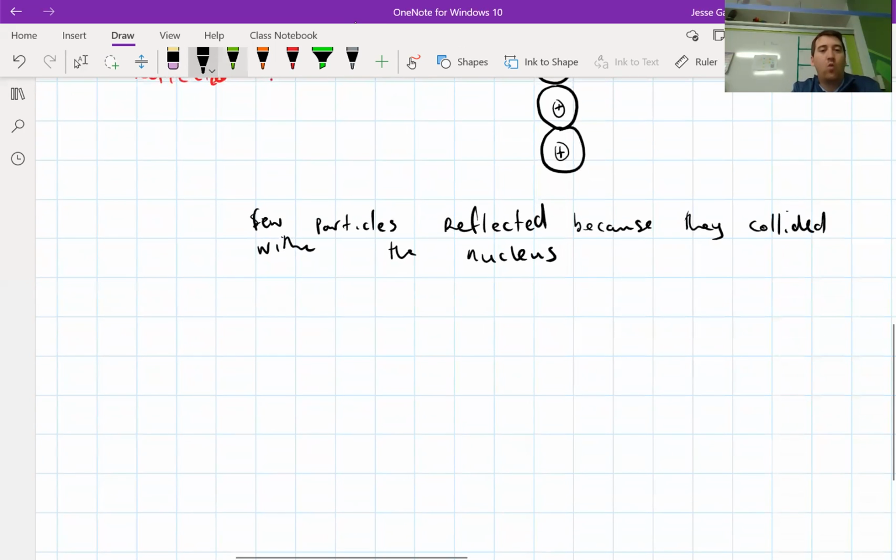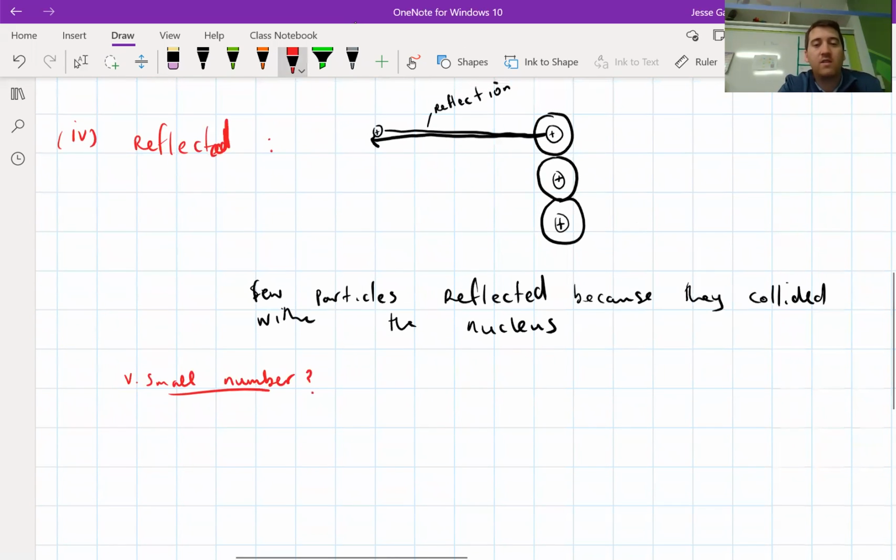Okay, now, why only some? Why a very small number? Well, the nucleus is very, very tiny, which means that the likelihood of an alpha particle actually colliding with the nucleus is very, very small. So why is it only a very small number? Because the nucleus is very small. That's it. That's that simple. Okay, the next bit.